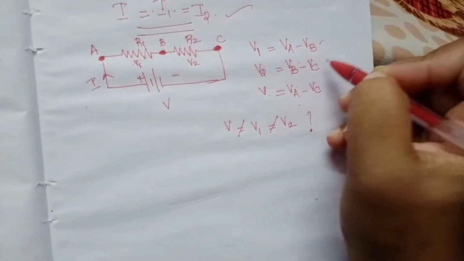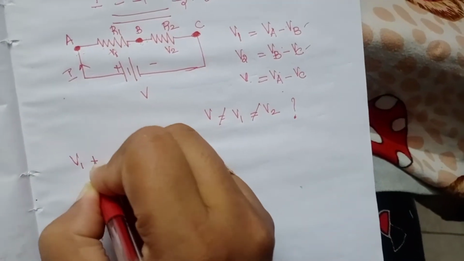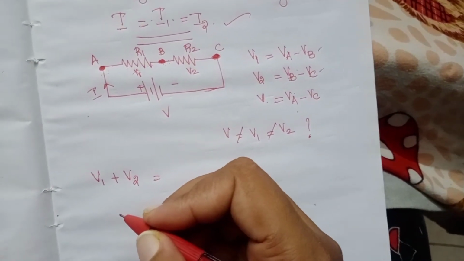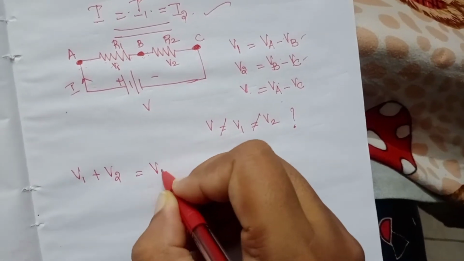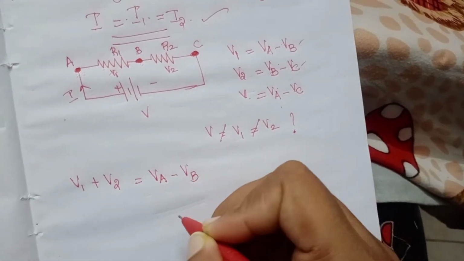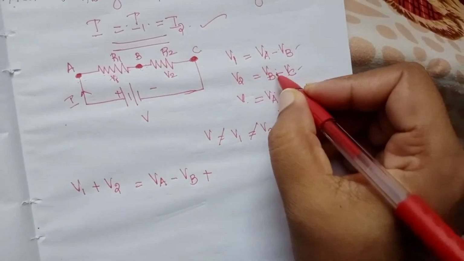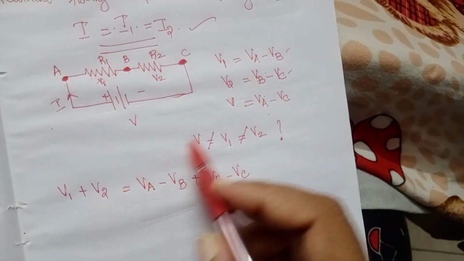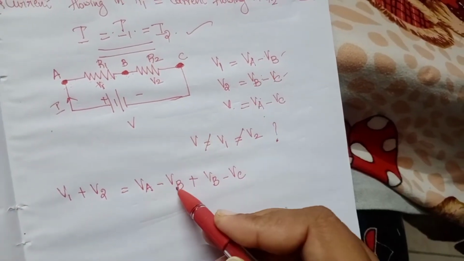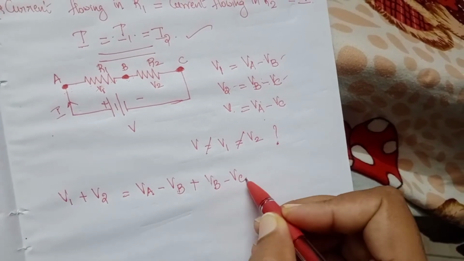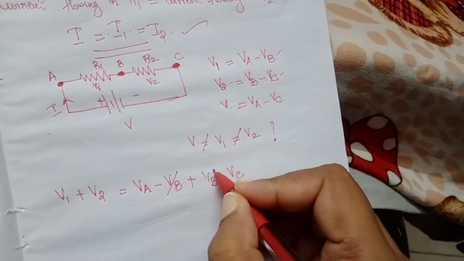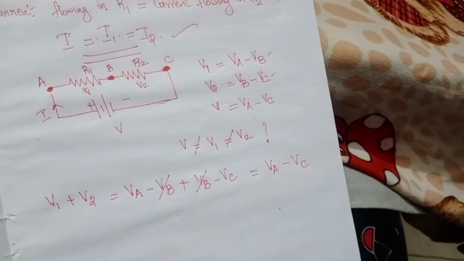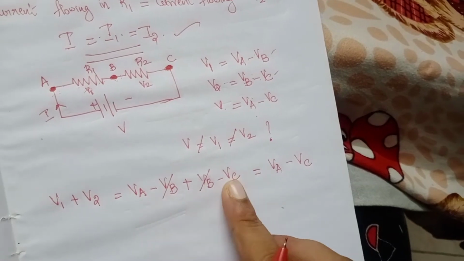Okay. So, let us add V1 and V2. When we add V1 and V2, what we will get? V1 value is VA minus VB, plus V2 value, which is VB minus VC. So what happens? Minus VB plus VB cancels and I will get VA minus VC. Correct? I will get VA minus VC.